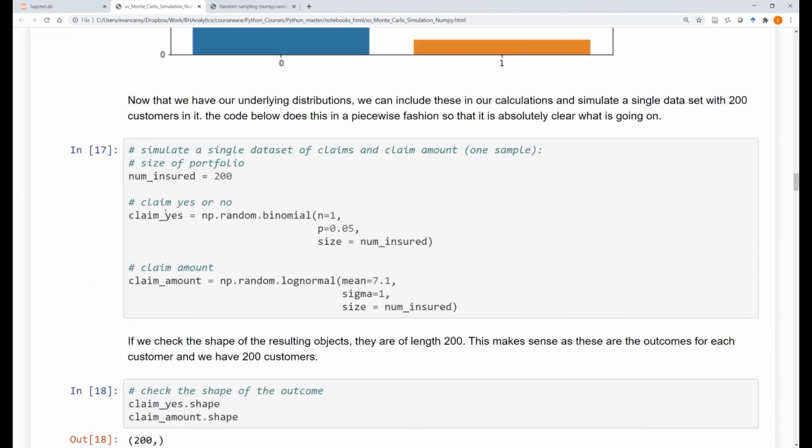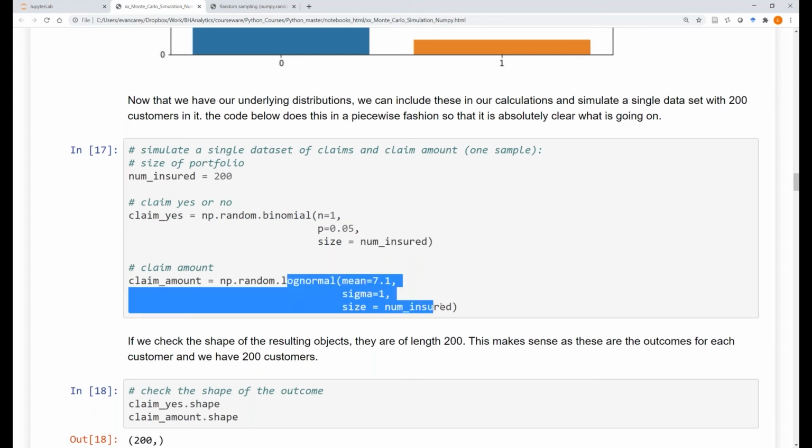which is still fairly basic. If we want to include these in our calculations, we can build up by hand our outcome based on these. So if we have a portfolio of size 200, our claim yes or no, instead of it being just a 0.05 chance, we're now going to draw from the random distribution with a 5% chance from a binomial distribution. The size we're going to draw is going to be those 200 people, the number insured. And the claim amount is going to be a log normal distribution. And again, we're going to draw 200 people from that.